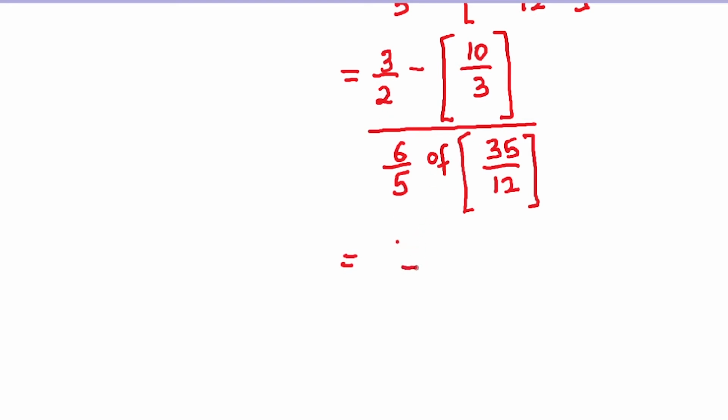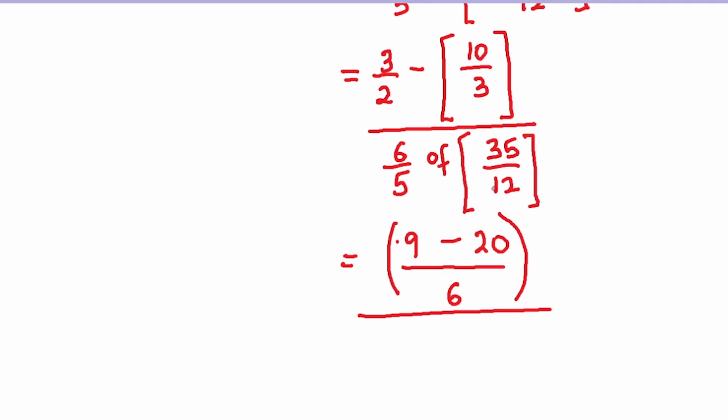So 3 over 2 minus 10 over 3, LCM of 2 and 3 is 6. 6 divided by 2 is 3. 3 times 3 is 9. Minus 6 divided by 3 is 2. 2 times 10 is 20. So that is what is now at the numerator.